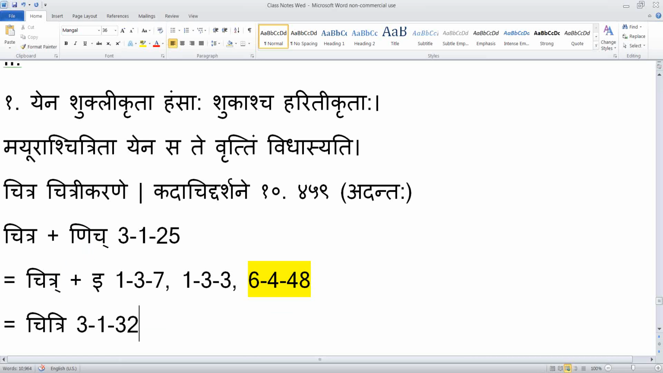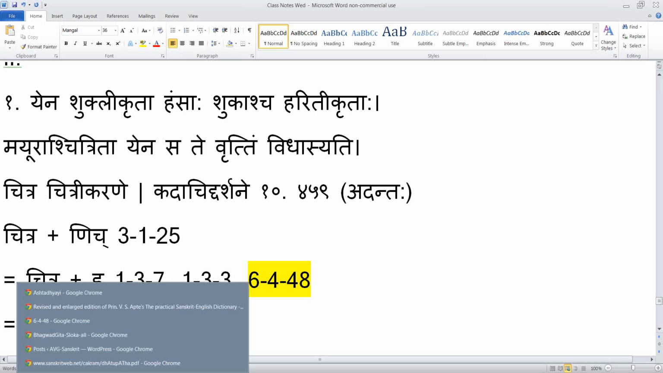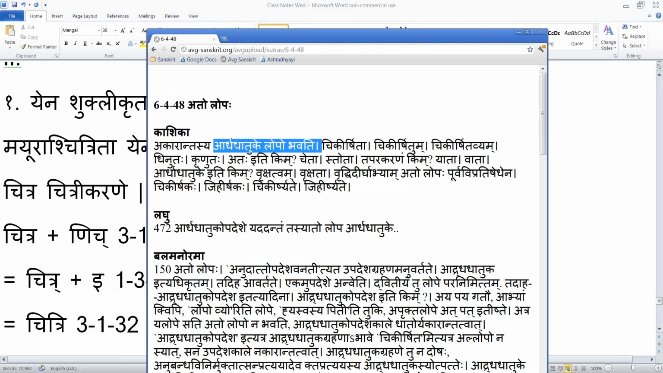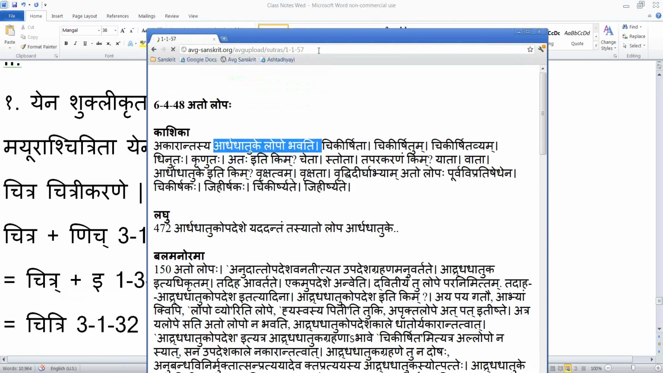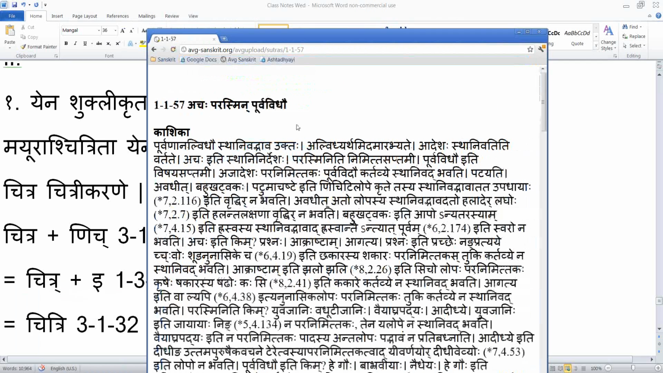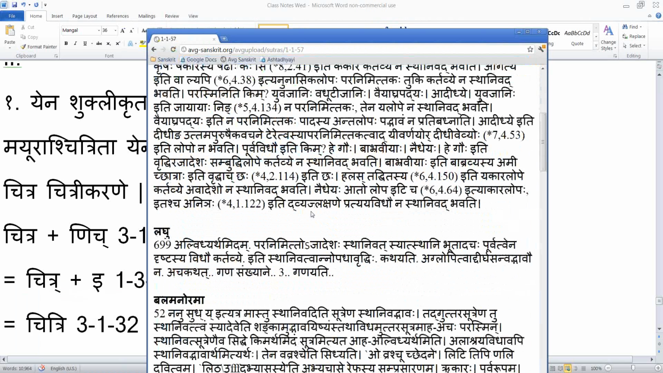So in this case, we don't need this one, but this Sutram is an important Sutram regardless, which is 1157. Achaf Prasvin Pura Vidhav. It says that Paranimitto Ajadesha. An Ajadesha, in place of an Ach, you make a substitution. Paranimittaha. It should be conditional on something which is following.